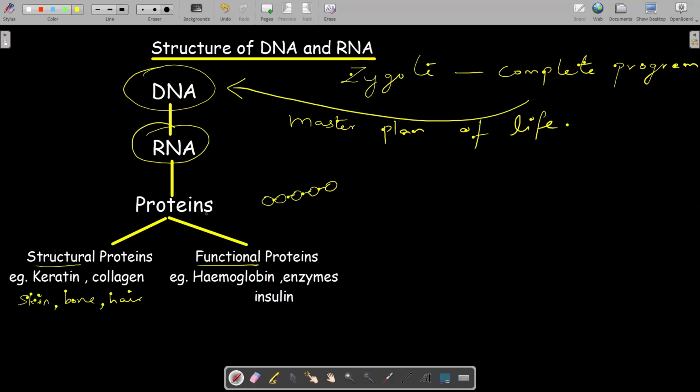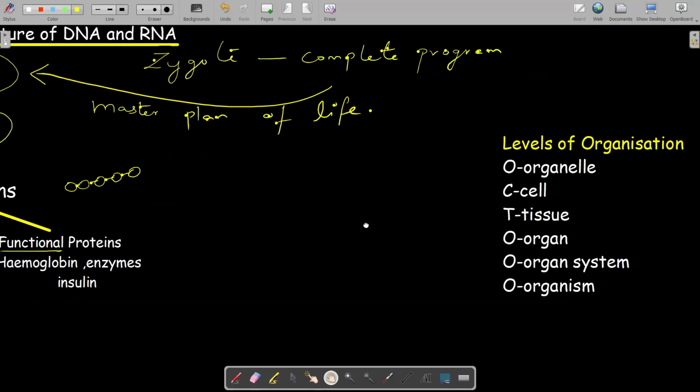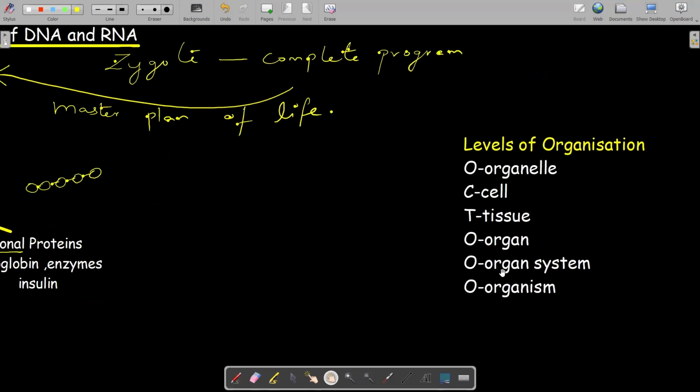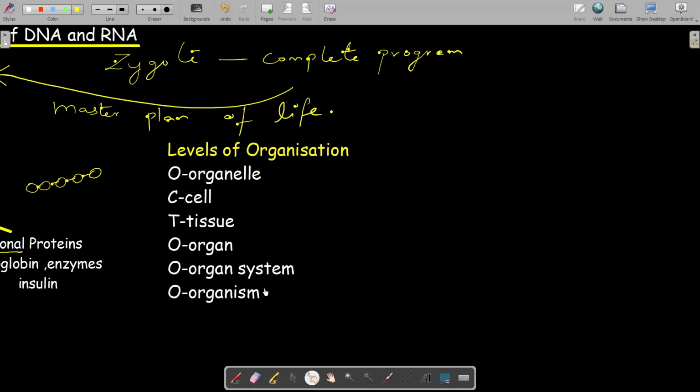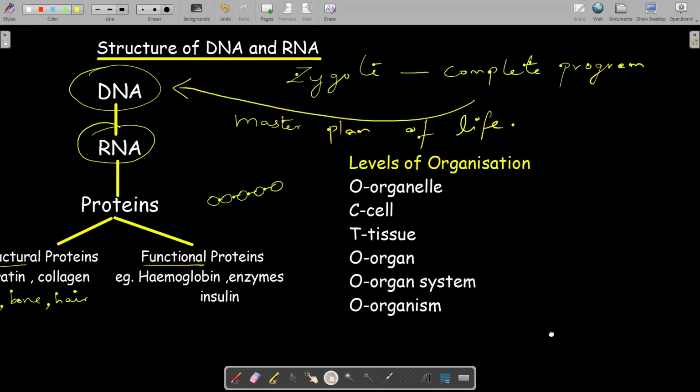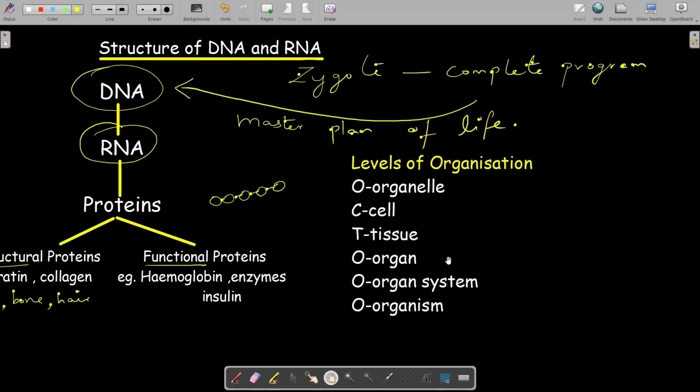The type of cells will determine the organs that need to be made, and the organs will determine what type of systems need to be made, forming the organ system, and the systems will determine what kind of organism it has to be. So this is a simple mnemonic which will help you understand the levels of organization. This is how the whole system works. So now let's get back.